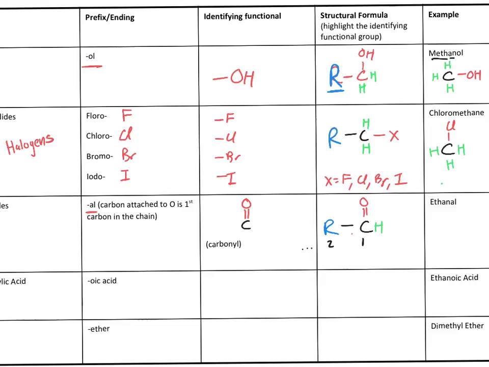Now ethanal would be a carbon with another carbon. The AN tells me that they're all single bonded. The AL tells me that there is a double bonded oxygen on the first carbon. And then now I have to go back and add my hydrogens so that every carbon has 4 bonds. So that would look something like this.